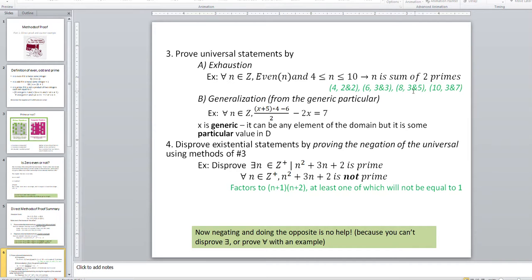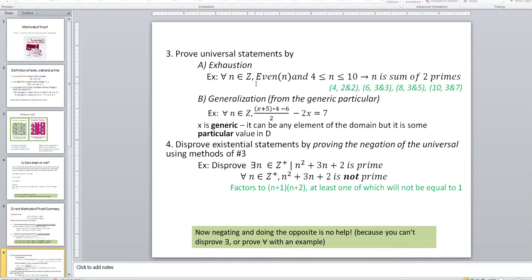And then 8 has 3 and 5, and 10 has 3 and 7. So we have shown that for all n, this is true. Right? There's not a single n in the set of 4, 6, 8, and 10 where it's not true. So we've used the method of exhaustion to prove that universal statement is true. Hopefully we don't have to do many of those.